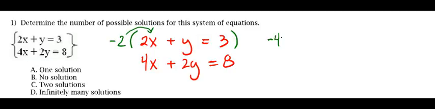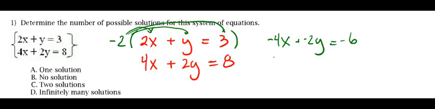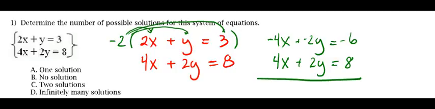That would give me negative 4x. That would give me negative 2y. And that would give me negative 6. I just wrote an equivalent equation. My bottom equation is still the same. Now I can add them together to eliminate my y's.